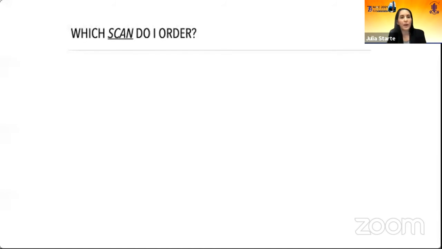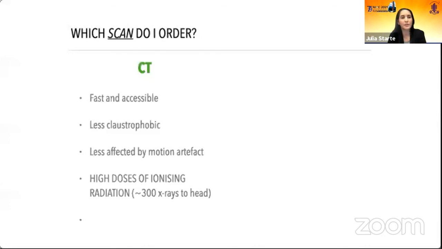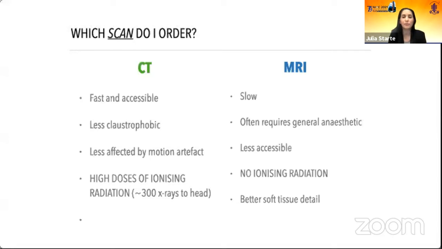So what scan do I order? Now, obviously you have to weigh up the pros and cons of CT versus MRI, and I'm sure most of you out there are familiar with these pros and cons. CT obviously is fast and accessible. There's less claustrophobia. It's less affected by motion artifact, but unfortunately there are high doses of ionizing radiation.